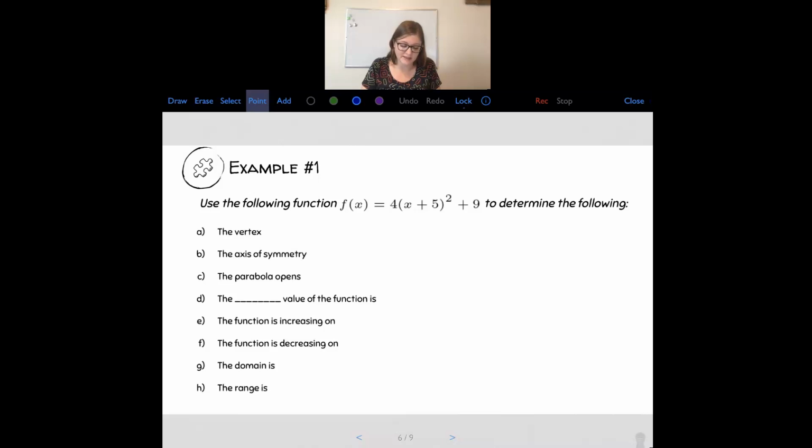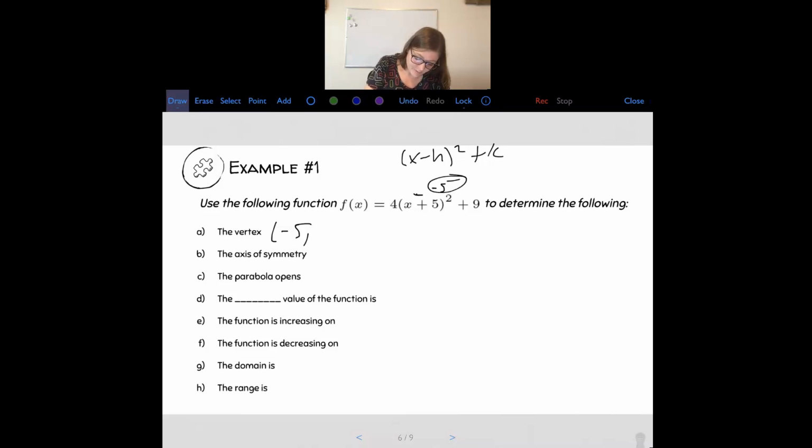Okay? So example 1, use the following function, f of x is equal to 4 times (x plus 5) squared plus 9 to determine the following. Again, the vertex is (h, k), but that's if it's written like this. So you can think of this as minus a negative 5. So the x-coordinate is negative 5, and the y-coordinate is 9.